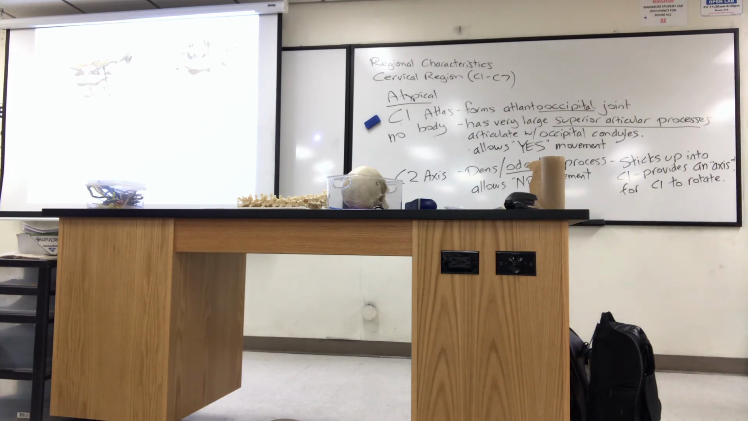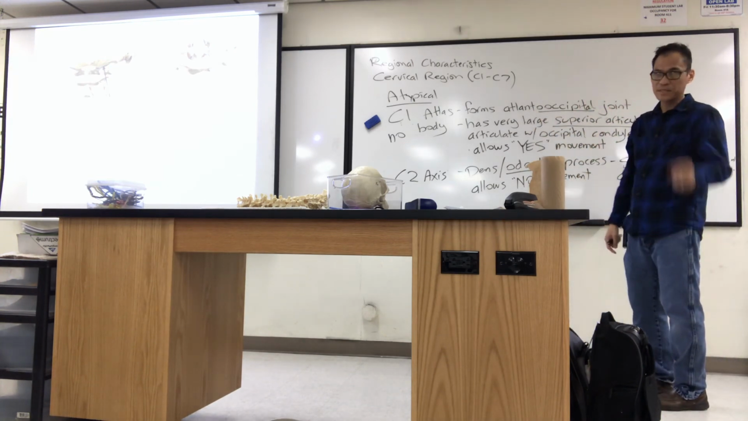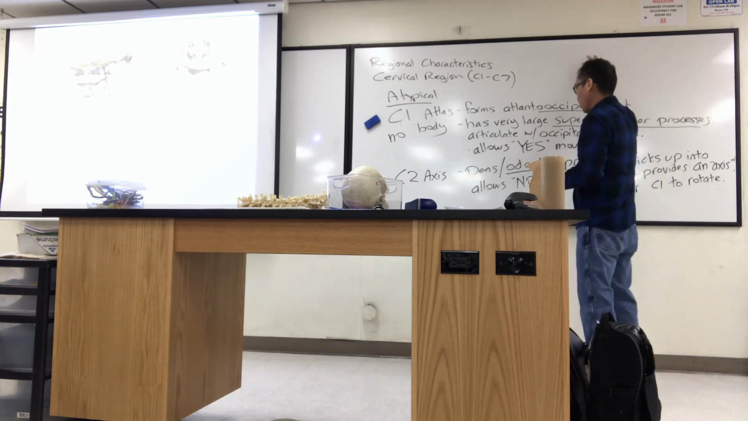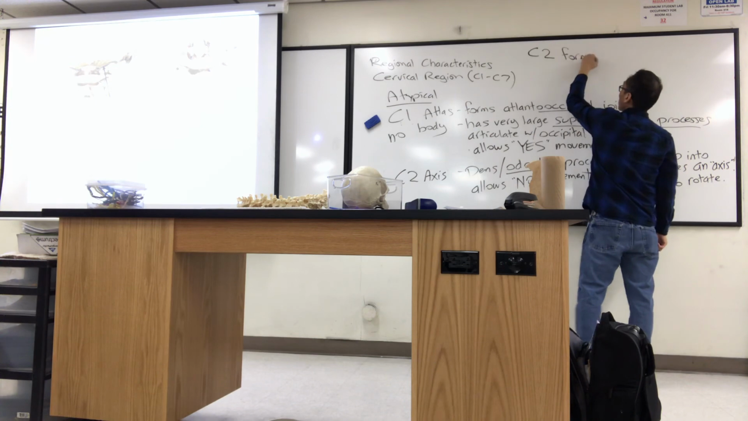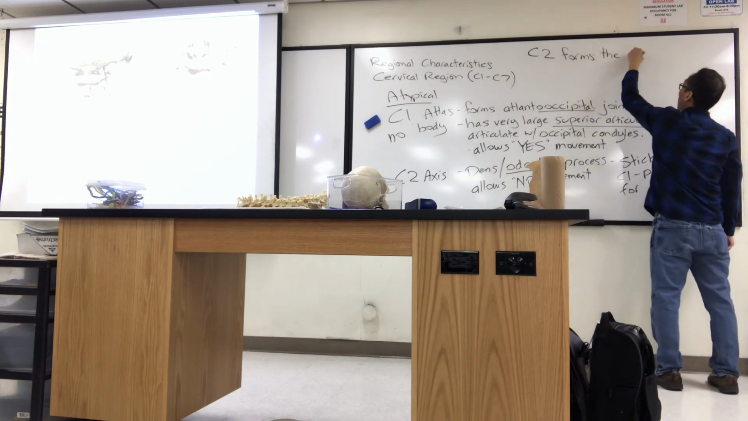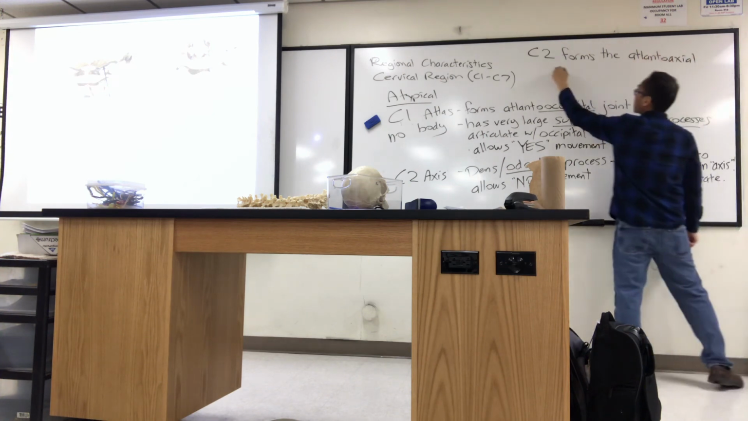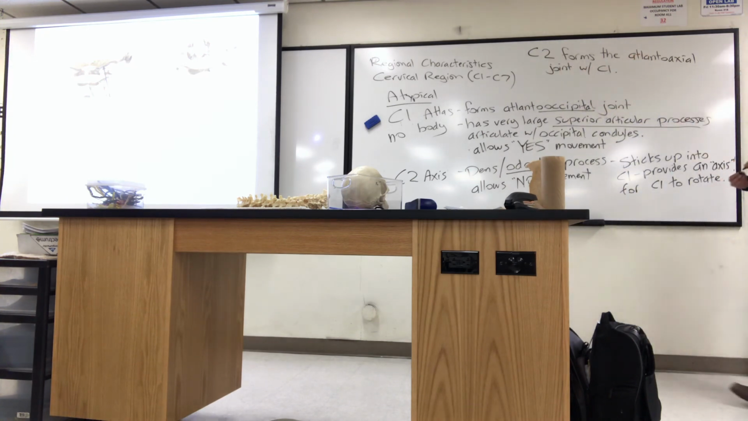Yes, no. And that joint has a name. Before, we called it the atlanto-occipital joint. This joint is called the atlanto-axial joint because it's a joint between C1 and C2. So let me write up here. I'm running out of room down here. C2 forms the atlanto-axial joint with C1, for the no movement.